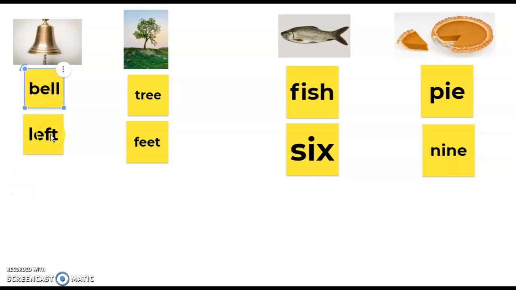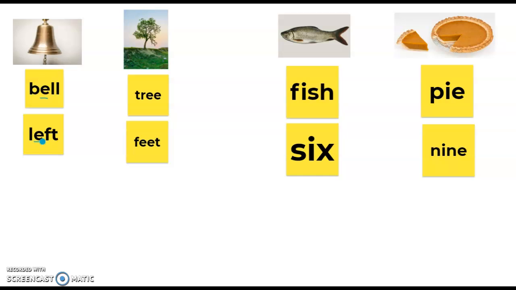Bell, left, tree, eat. If you said that you noticed the words under bell have an E in them, you are correct. They both have an E. Bell and left both have an E in the middle of the word.